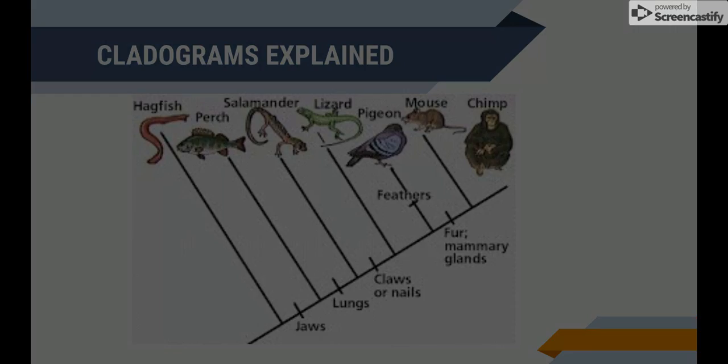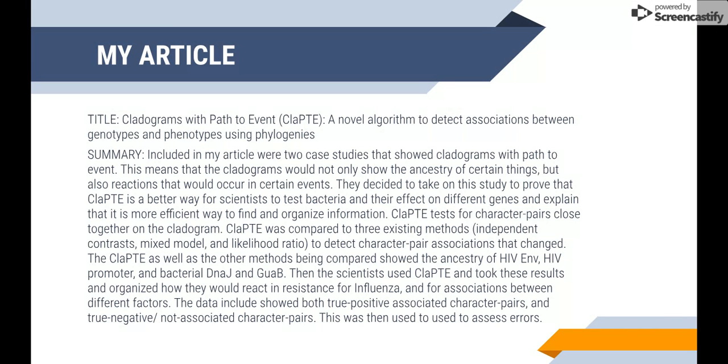My article is titled Cladograms with Path to Event, or CLAPTE, a novel algorithm to detect associations between genotypes and phenotypes using phylogenies. Included in my article were 2 case studies that showed cladograms with path to event. This means that cladograms would not only show the ancestry of certain things, but also reactions that would occur in certain events. They decided to take on the study to prove that CLAPTE is a better way for scientists to test bacteria and their effect on different genes, and explain that it is a more efficient way to find and organize information. CLAPTE tests for character pairs close together on the cladogram.